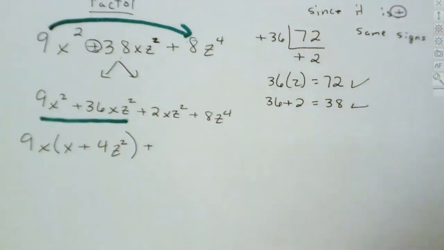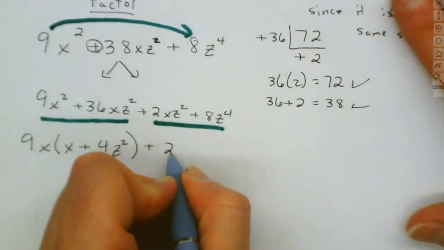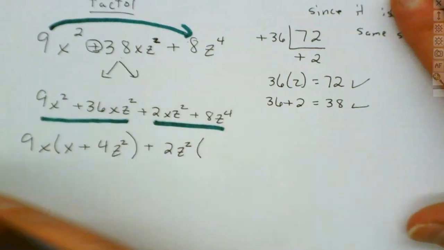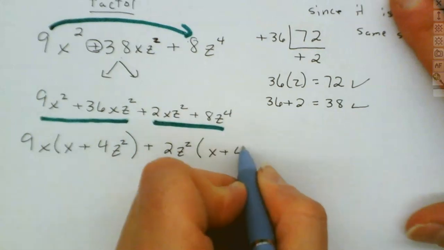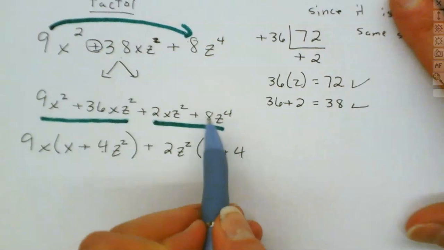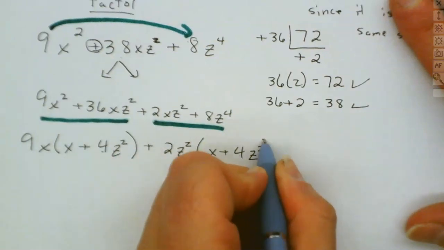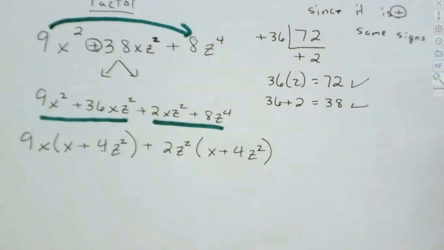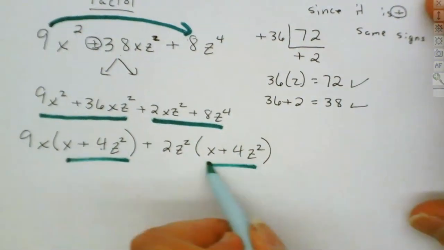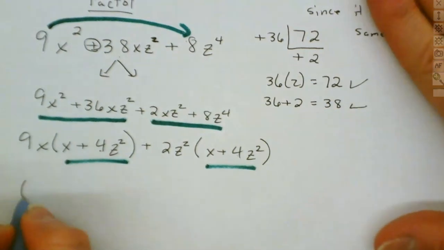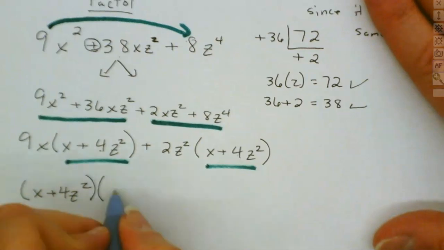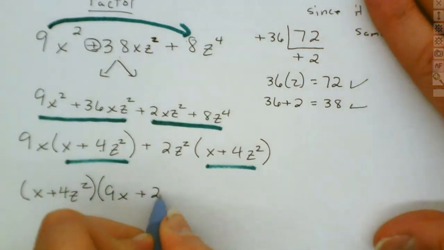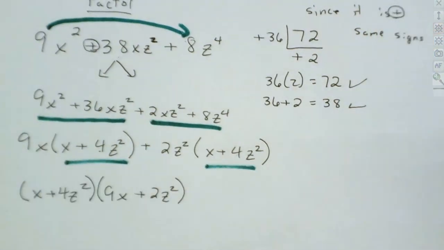What about the next 2? Let's look at these. These have a 2 in common and a z squared. So 2z squared comes out. What's left over? x plus, okay, 8 divided by 2 is 4, matching, which it should. z to the 4th, take out 2 of them, leaves you with a z squared. Are my groupings identical? Yes, they are. So that is now x plus 4, z squared. And what's left over? 9x plus 2z squared. And that's it.